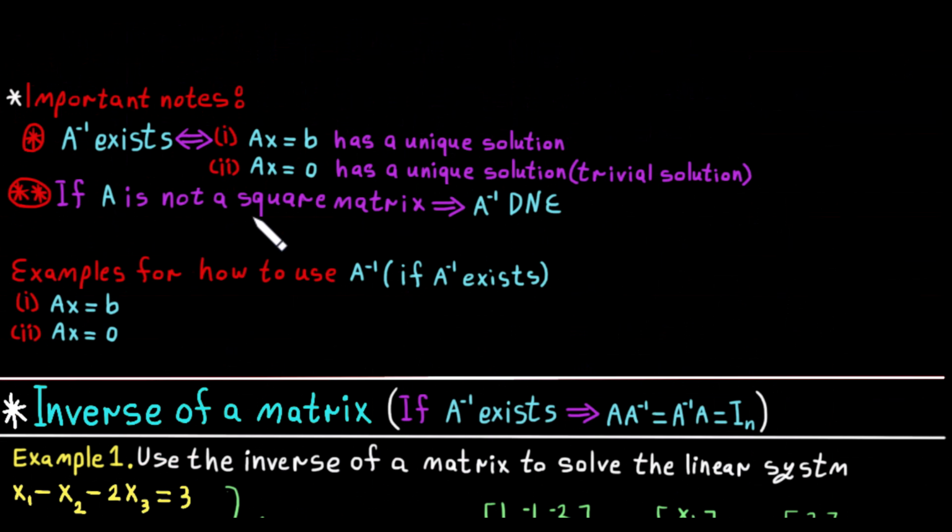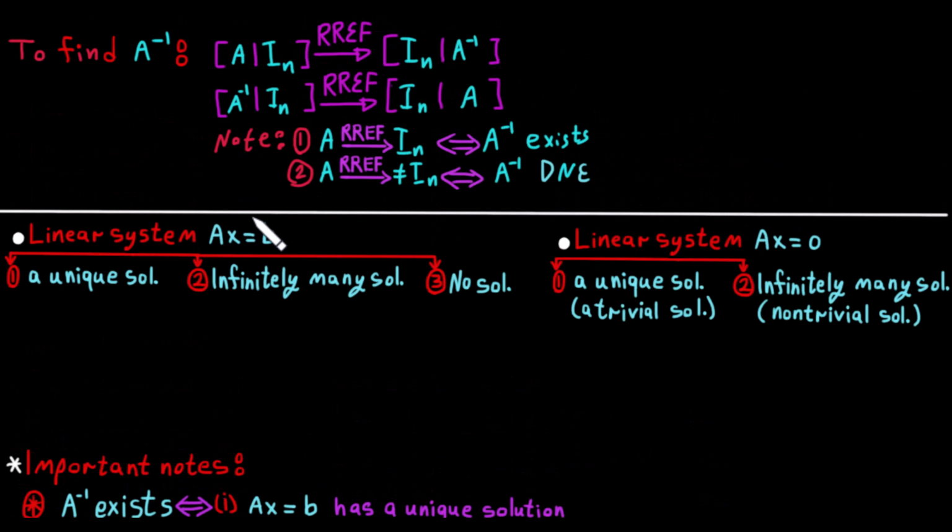Now let's review how to find the inverse. As we discussed before, to find A inverse, you write it as an augmented matrix, and any operation you apply on the left side, you have to apply on the right side as well. Then you apply RREF, which means using elementary row operations. There are 3 types of row operations, which are row switching, row addition, and row multiplication, which we will use later.